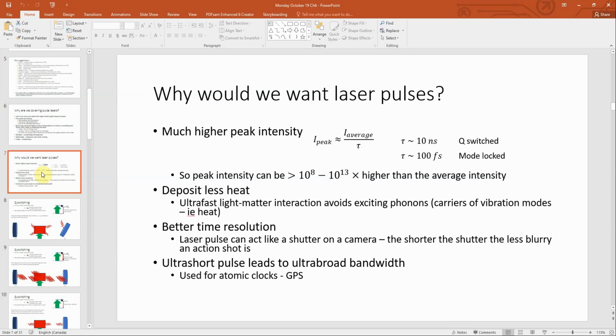Also, within the past 20 years or so, ultra-short laser pulses lead to ultra-broad bandwidth. And this is what actually allows us to use atomic clocks. This is actually what the 2005 Nobel Prize was awarded for, using really, really broad bandwidth lasers to lock atomic clocks, and they improved the accuracy of atomic clocks by, I can't remember, 6 orders of magnitude, 8 orders of magnitude, something like that, which is important for GPS. So it has practical applications.